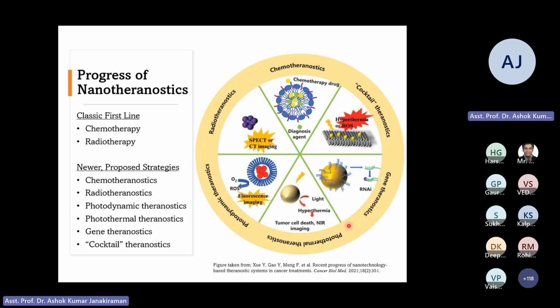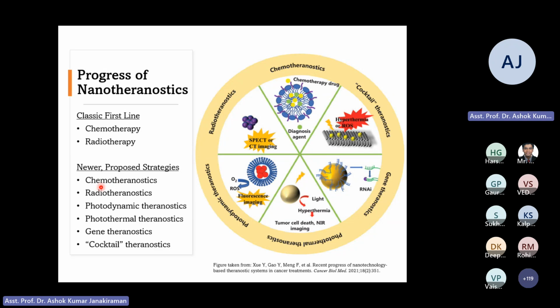Then, do you remember what the other first line therapy is? I think in the second or third slide we discussed that first line therapy. What is the other one? It's surgery. Doing surgery is also another first line therapy. Nano theranostic procedures are used to diagnose and treat cancers.